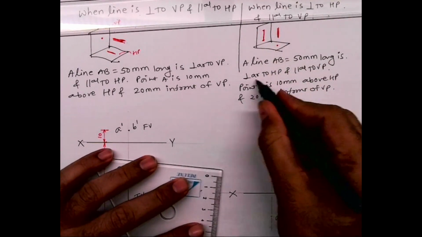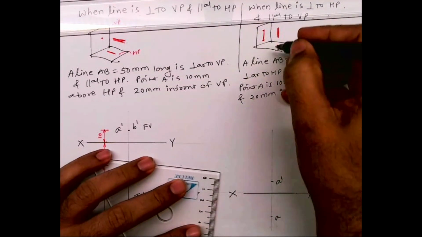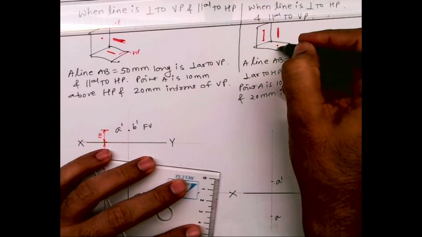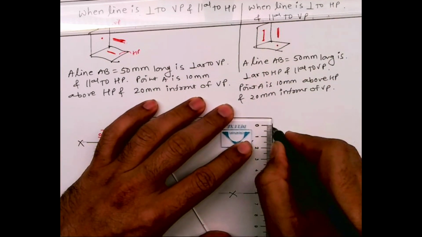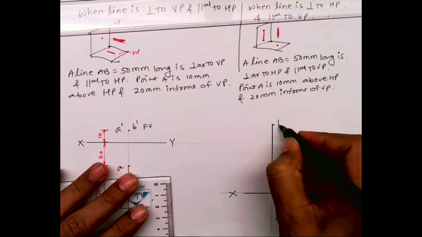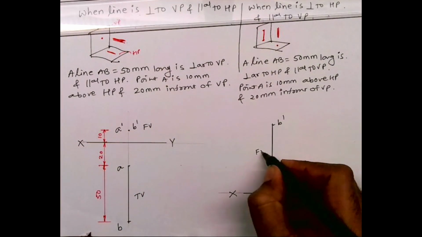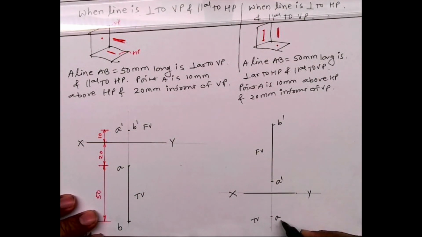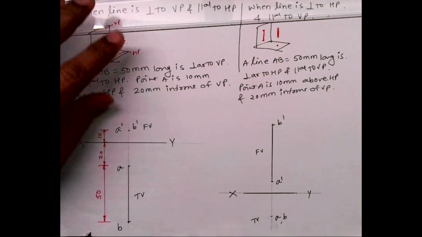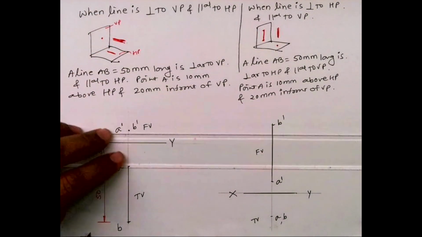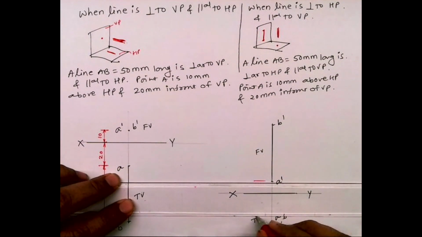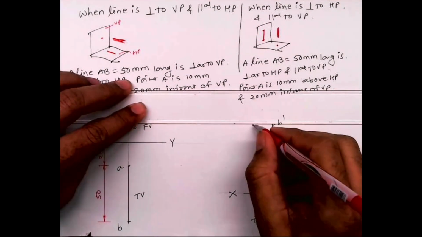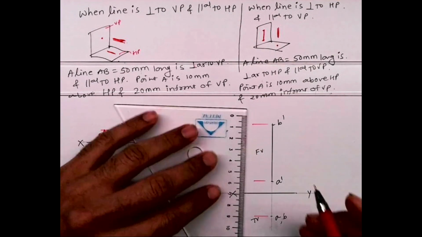50 mm long, right? So from A dash, we'll go, see, when the line is perpendicular to HP, then the front view will give you a line. So here I need to go up by 50. This is front view and top view. This is point A and B. So now I'll do the dimensions and we are done with the sum.